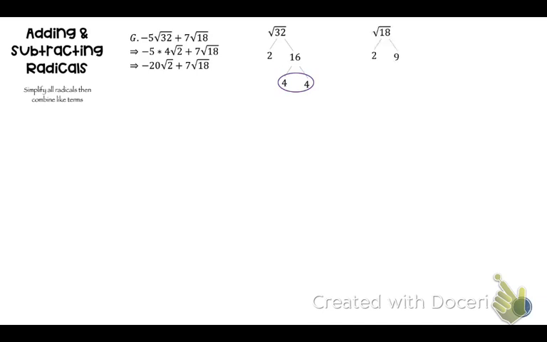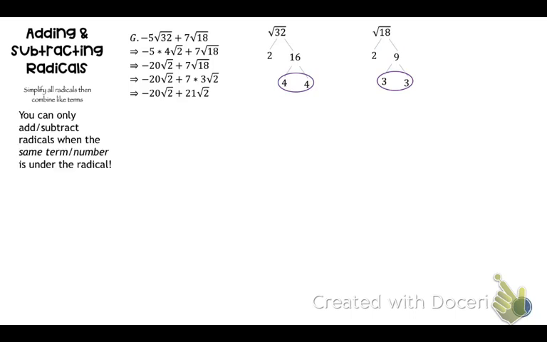Well, let's break down that 18. So 18 is 2 times 9, 3 times 3, pair of 3s, so I can pull that out. So I have negative 20 square root of 2 plus 21 square root of 2. Well, negative 20 plus 21, that's 1. Oh, yeah, and remember, when you're adding radicals, you can only add them when they have the same term underneath the radical. Okay, if they're different, you cannot combine them. So negative 20 plus 21, that's just 1 square root of 2, which is the square root of 2.